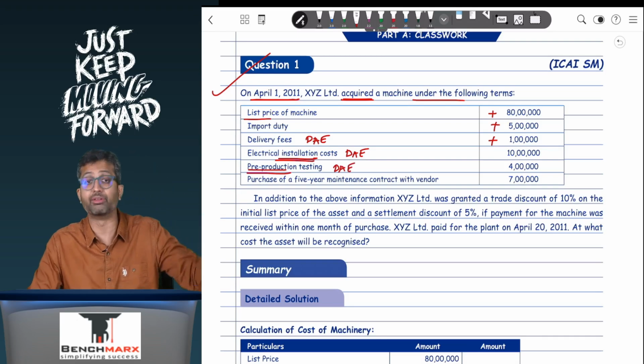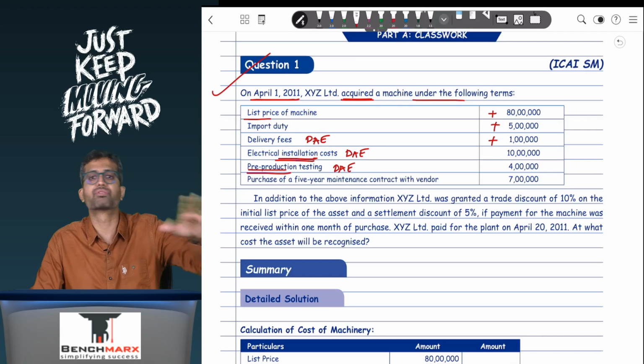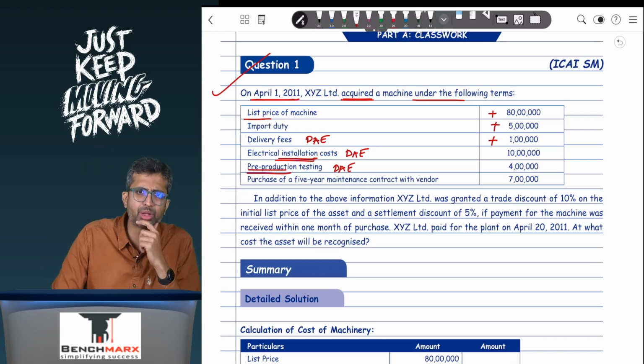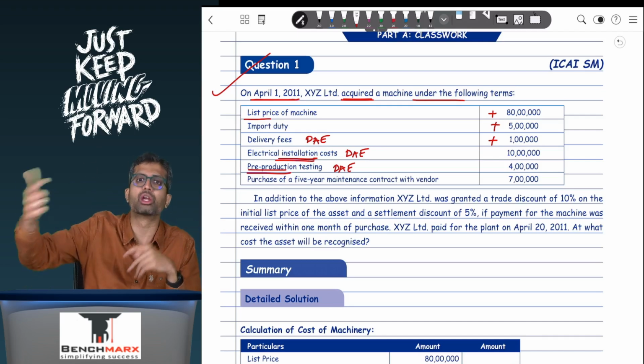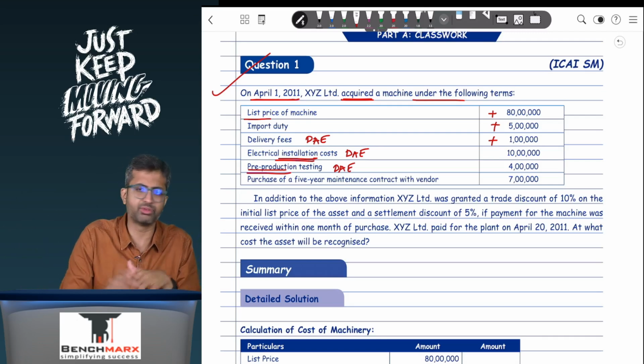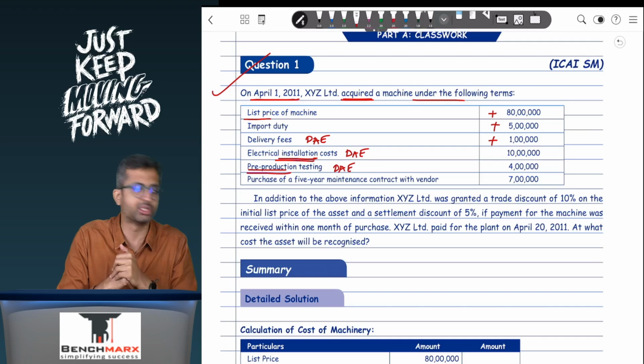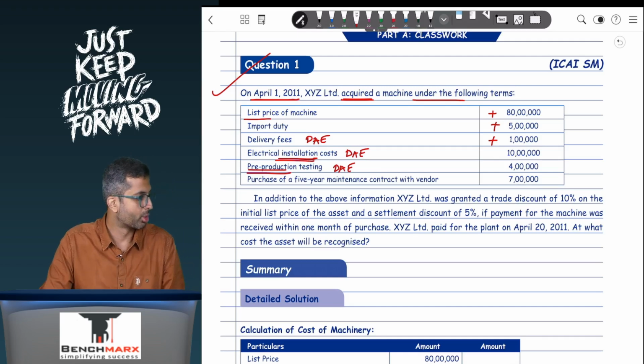However, it was given that this is a testing cost after the asset is ready for use. Will that be a part of the cost of the asset? No. Like you do quality control checks. Will that be a part of the cost of the asset? No. It is subsequent expenditure after the asset is ready for use.